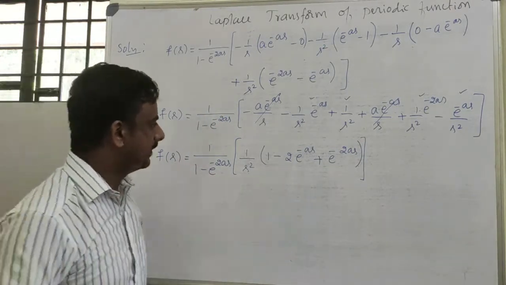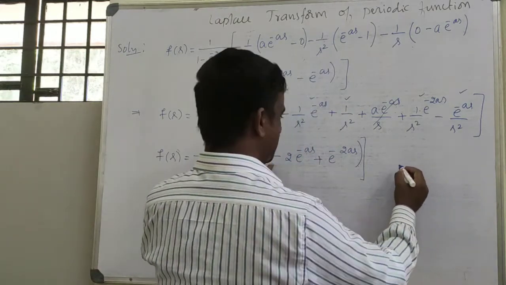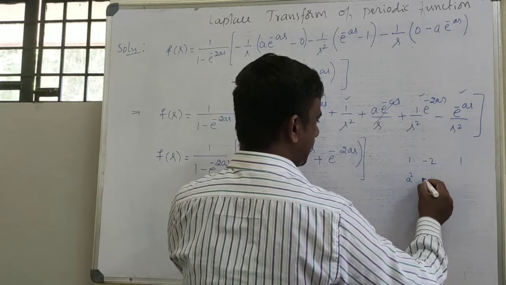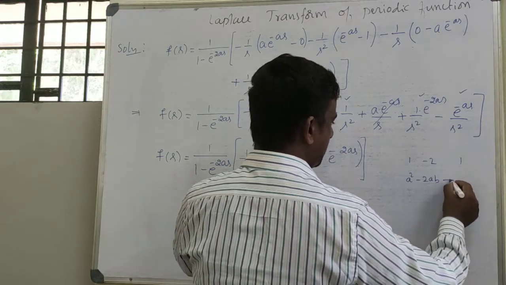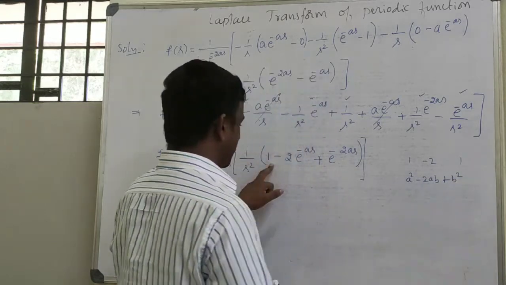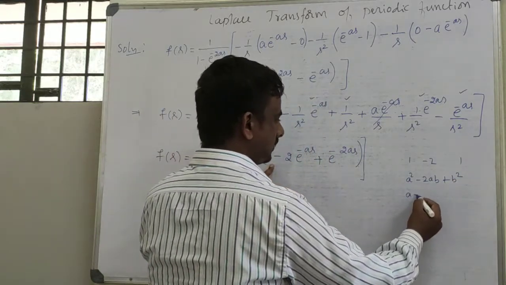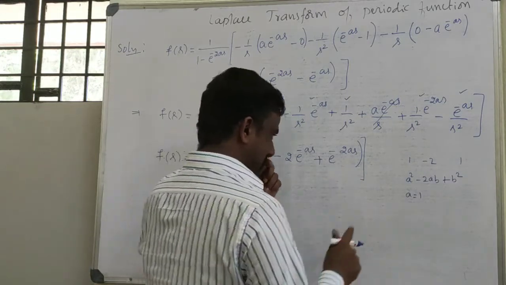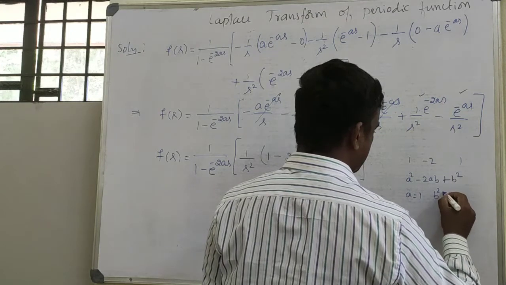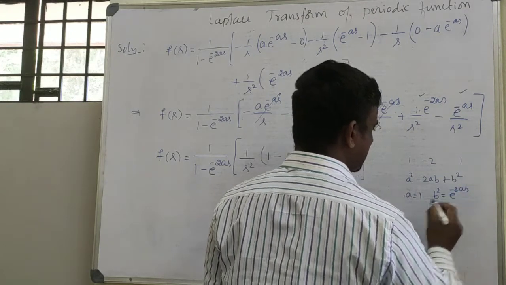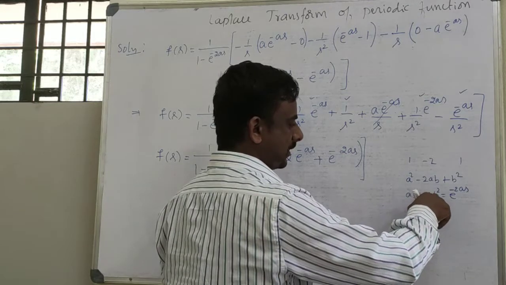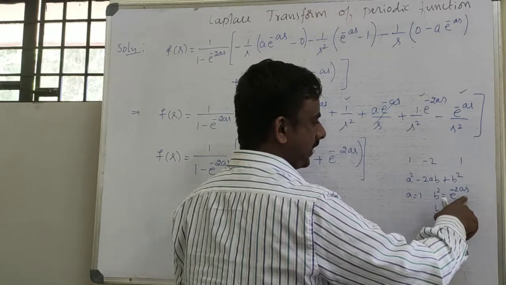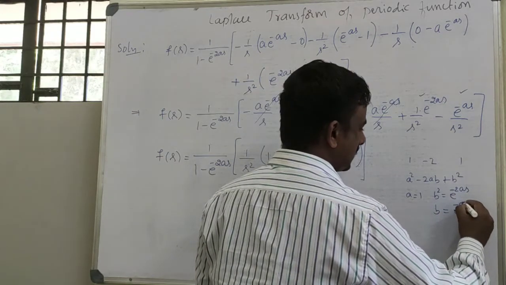Now I can compare this with, this has the coefficients of this form, 1 minus 2 1. So I can compare that with a square minus 2ab plus b square. If I compare, then a is 1, and b square is e power minus 2as. So b square is e power minus 2as. So taking square root on both sides, b square whole power 1 by 2, 2 get cancelled. It will be equal to e power minus 2as by 2. That is e power minus as.